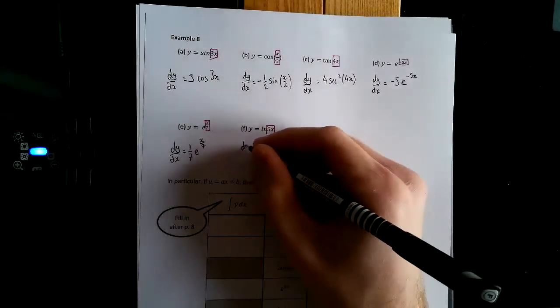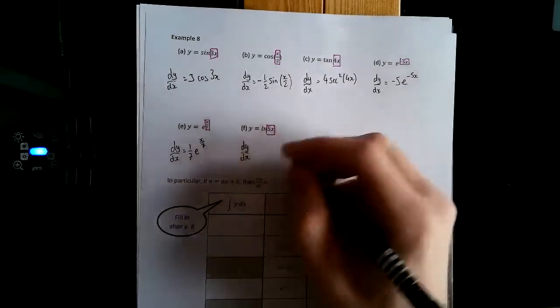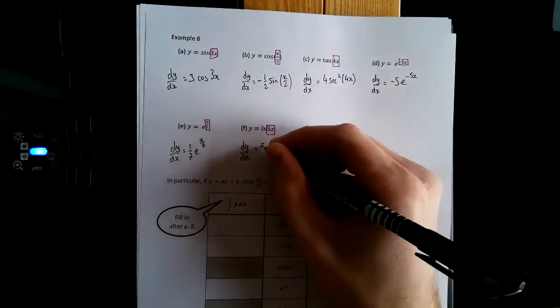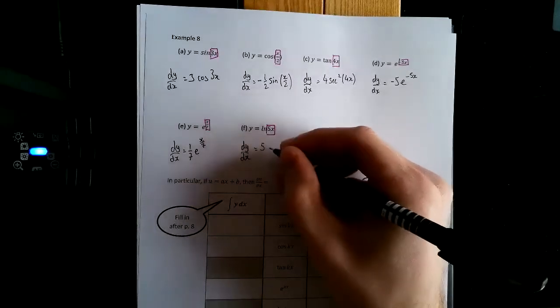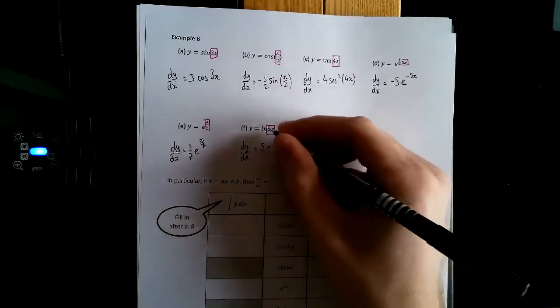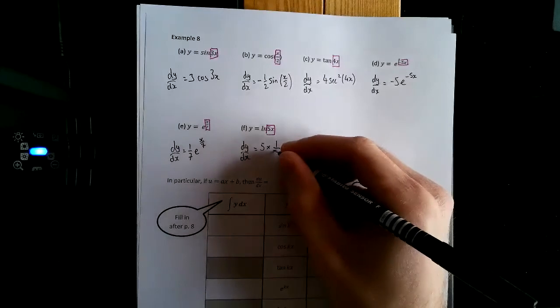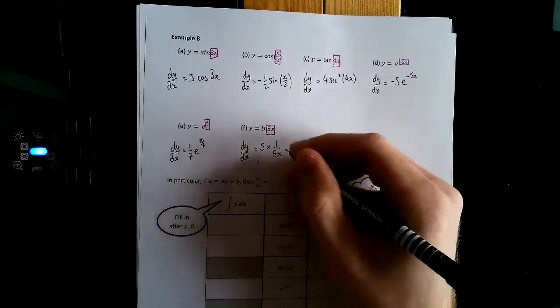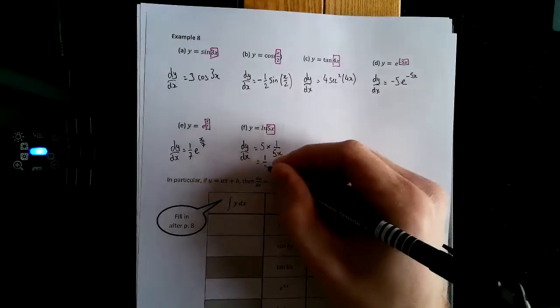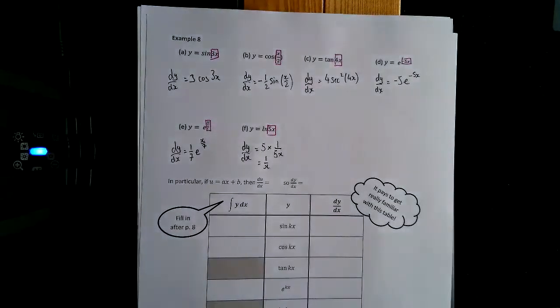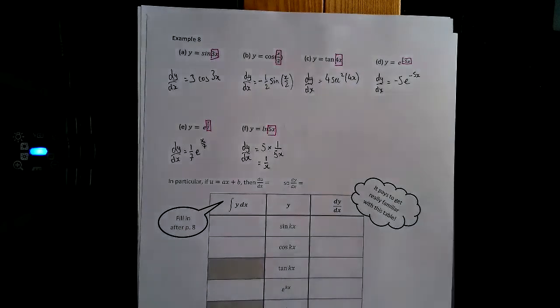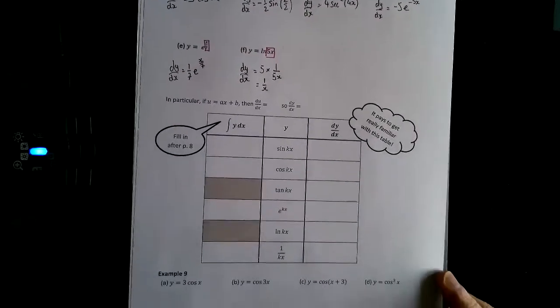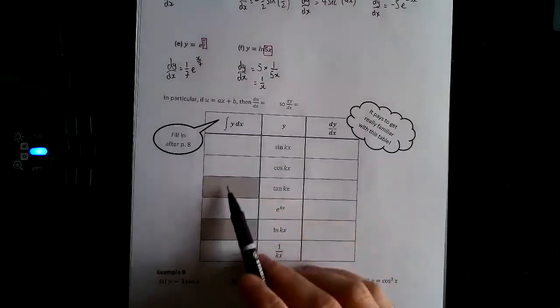Differentiate my u, so 5x differentiates to 5. Differentiate ln, which gives me 1 over my thing, which is 5x. Now I'm just going to simplify this one. So 5 times 1 over 5x is 1 over x. We'll talk about the integration step in a second.